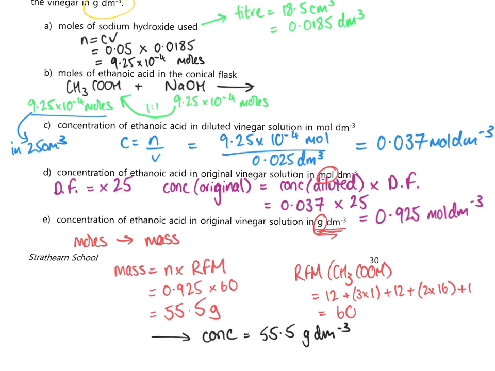So in this question, we were able to work out the concentration of ethanoic acid in our original vinegar sample. Again, it is just basic moles calculations, but it's just being careful each step of the way about which stage you're at. Are you talking about the diluted? Are you talking about undiluted? What's your dilution factor? What's your ratio in your equation? And so on. So just be really careful with each step.